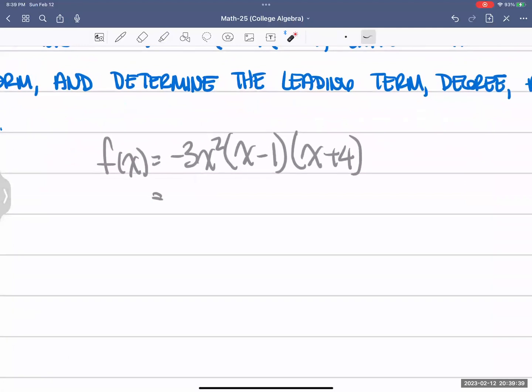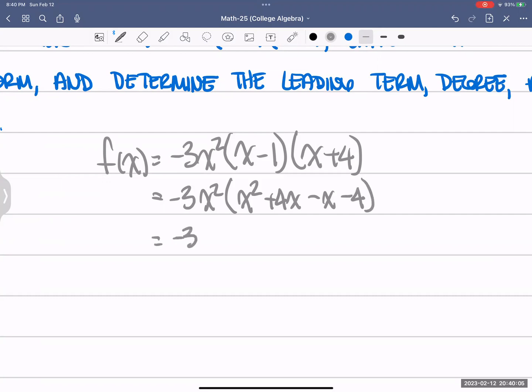So let's expand it. I'm going to start by multiplying these two. You could start wherever you want. This here is just my personal preference. So we have x times x, x times 4, negative 1 times x, negative 1 times 4. So x² + 4x − x − 4. Let's simplify that: x² + 3x − 4.